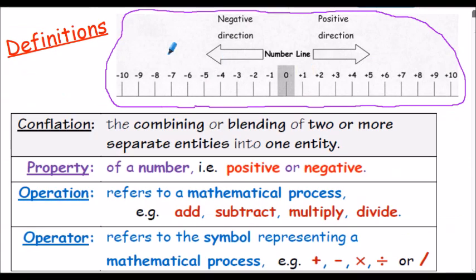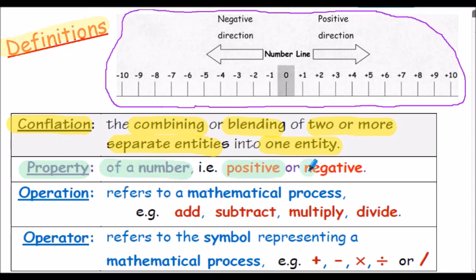Firstly, some definitions we'll be using. The first one is conflation. My definition of conflation is the combining or the blending of 2 or more separate entities into one entity. Property in this presentation relates to that of a number, such as whether the number is positive or negative. And here's a number line showing the positive direction, from left to right, and the negative direction right to left.